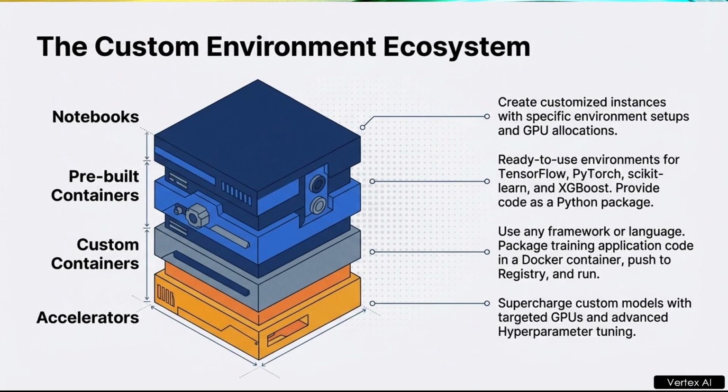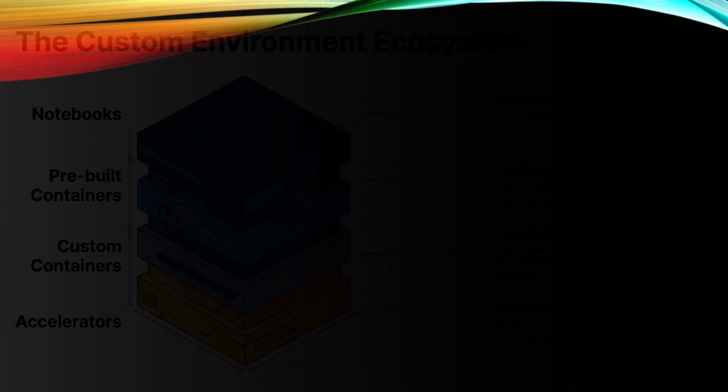Slide 8, the custom environment ecosystem. This details the architectural layers for those teams. Right. It outlines notebooks, pre-built containers, and custom Docker containers. Plus, it highlights hardware accelerators specifically for hyperparameter tuning. Which is critical for optimizing performance.